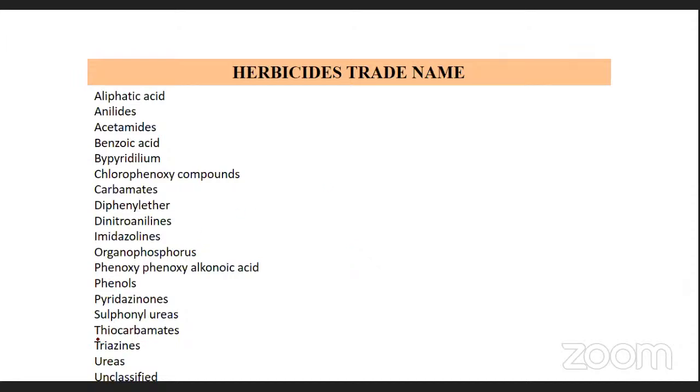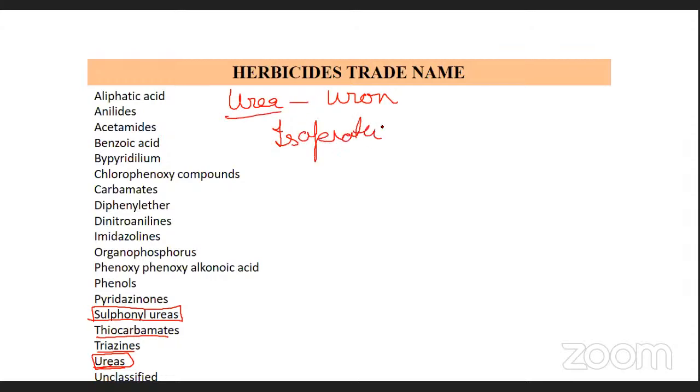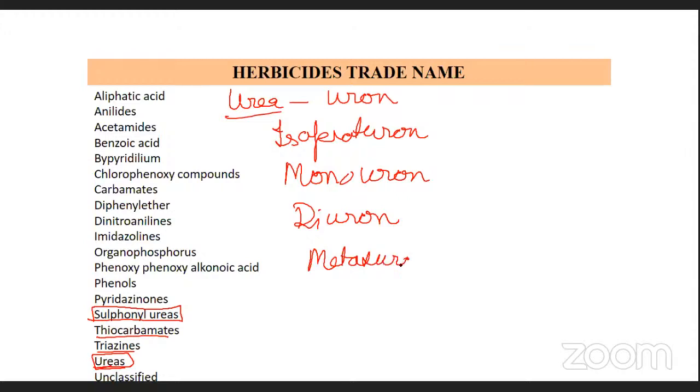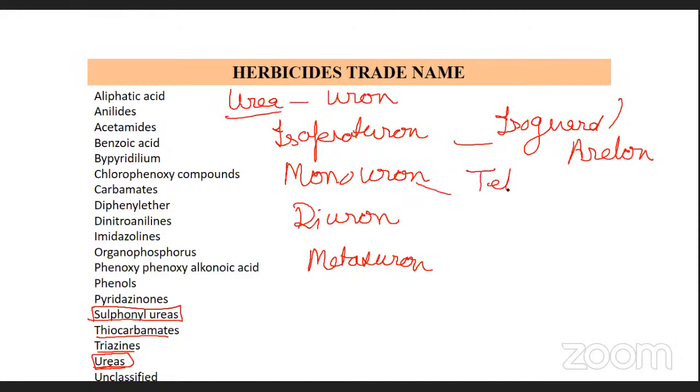Then in urea, because sulfonyl urea I have told you, that's why I'm telling the urea now. In urea, at last the suffix will be uron. The examples of urea group are isoproturon, monuron, diuron, and metoxuron. The trade name of isoproturon is Isoguard, or it is also known as Arelon. Then monuron, and diuron trade name is Karmex, and metoxuron trade name is Dosanex.